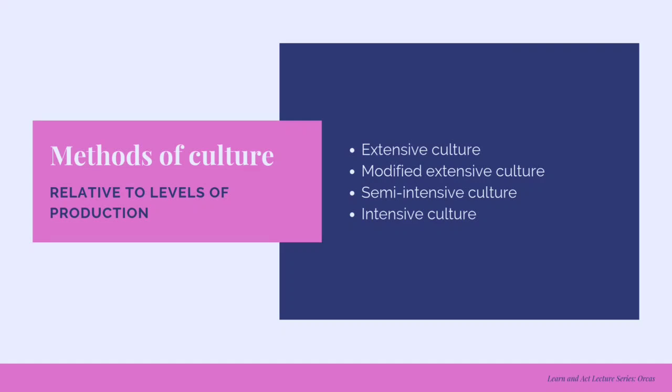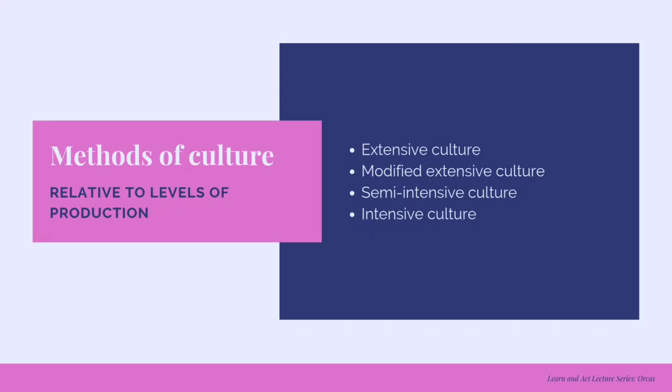Now let's discuss the methods of culture relative to levels of production. We have here the following: extensive culture, modified extensive culture, intensive culture, and semi-intensive culture. These methods vary based on stocking density, feeding strategy, management intensity, and investment, and are essential in determining the efficiency, sustainability, and profitability of fish farming.